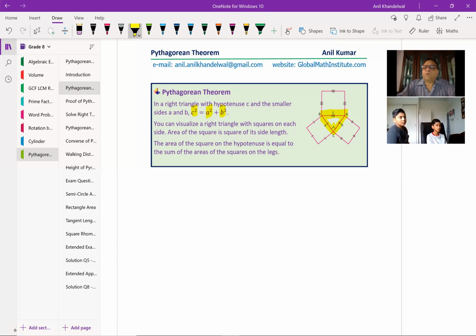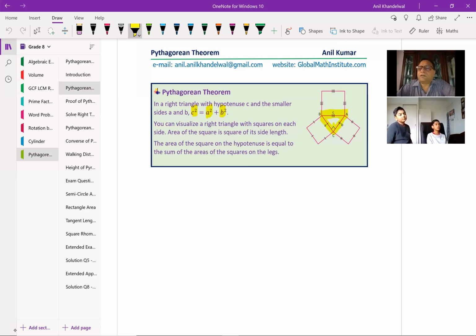So, which is the longest side? Tell me, Arav, which is the longest side of ABC? BCA is the angle. Opposite to the angle is the side c, which is called the hypotenuse. And that is the longest side of a right angle triangle. Correct? And this longest side square is equal to the sum of the squares of the other two smaller sides. Clear? Yes.